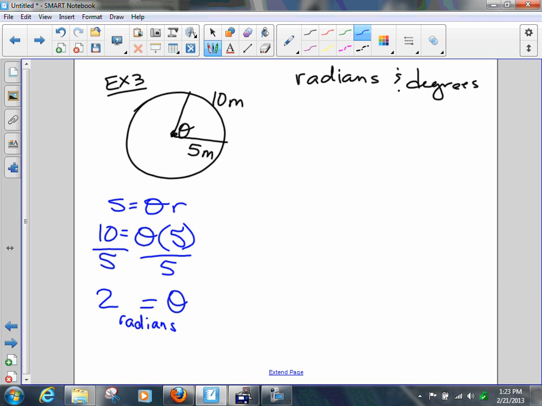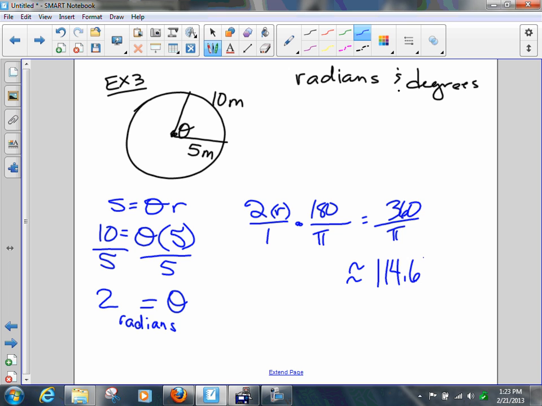2 radians. And now we have to change it to degrees. So you've got your 2 radians. What's my conversion factor? 180 over pi, which is 360 divided by pi, which is approximately what? 114.6. What are you thinking about this? High five.